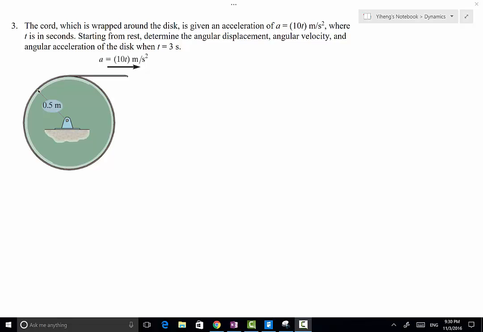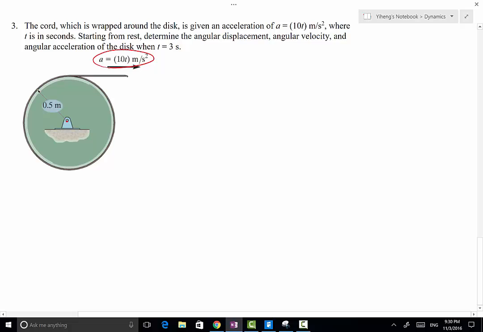In this problem, we have a disk that is a rigid body that's pinned at this point, so it's undergoing rotation about a fixed axis, the axis being perpendicular to this plane, to this screen, passing through this point. And there's a cord that's wrapped around this rigid body, this disk. The cord has a linear acceleration of 10t meter per second squared, so it's a function of time.